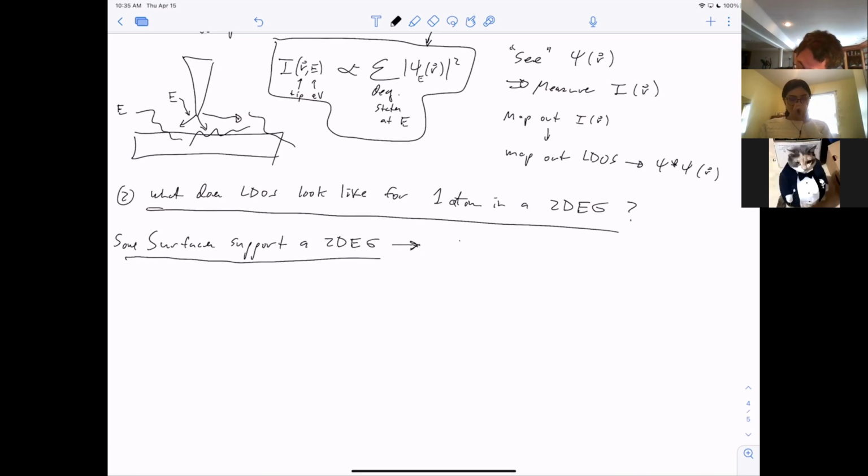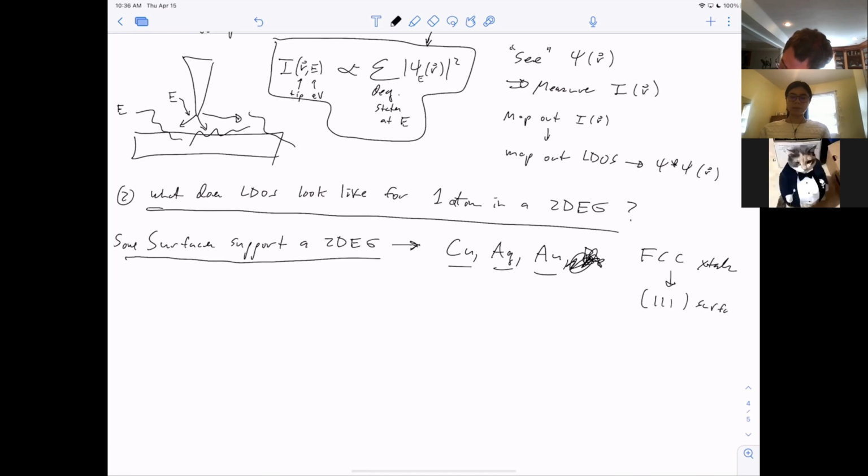Those surfaces, for example, are copper, silver, gold, beryllium. These surfaces all support two-dimensional electron gases, and you might not have known that. I'd be surprised if you did, actually. But it turns out that certain crystallographic surfaces do. Let's forget about beryllium, that one's a little bit of an outlier, but consider copper, gold, silver. These are FCC crystals, and if you go to what's called the 111 surface of these crystals, then you get a two-dimensional electron gas.